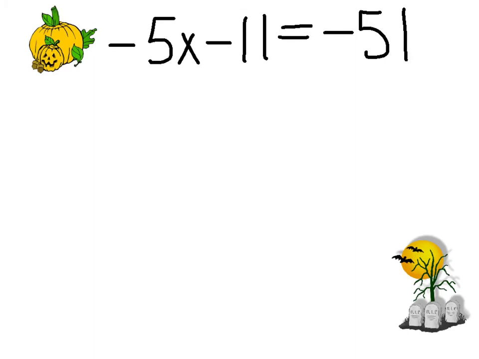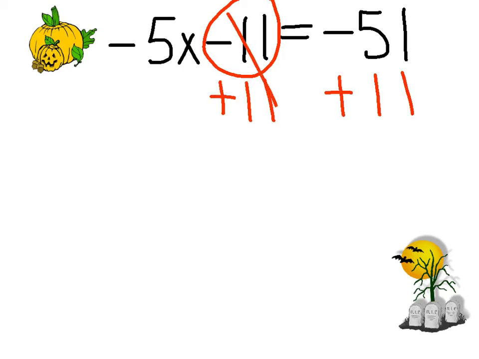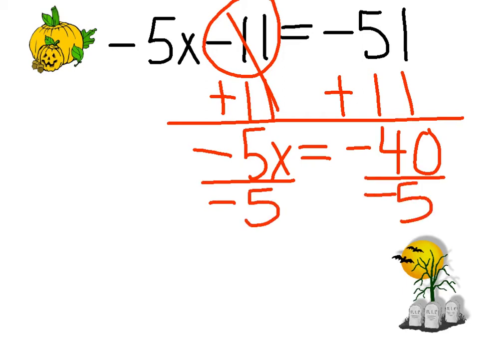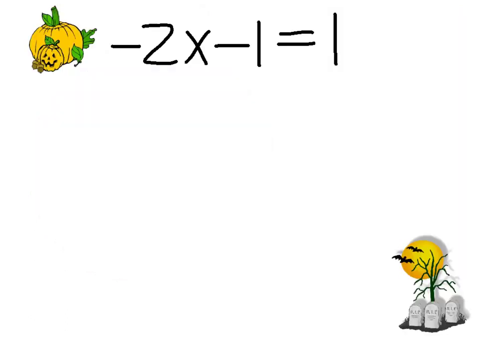Practice problem number 4. We have negative 5x minus 11 is equal to negative 51. First thing we need to do, we need to add 11 to both sides. When we do that, these cancel out. We have negative 5x on the left. On the right, we have negative 40. When we divide by negative 5, a negative divided by a negative is going to give us a positive. So negative 40 divided by negative 5 will give us positive 8. Answer for this one was negative 1.